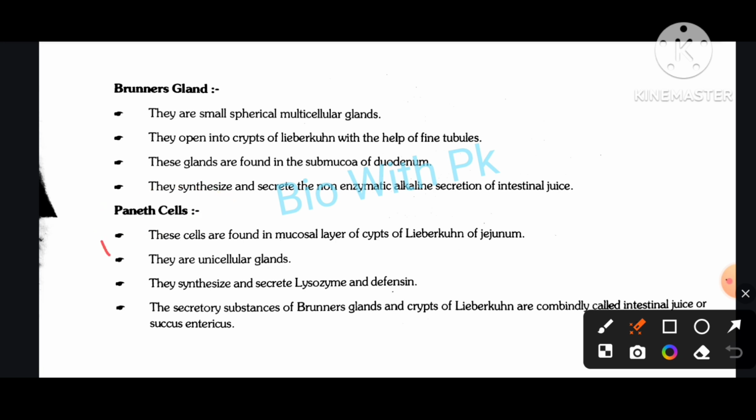Paneth cells. Number first, these cells are found in mucosal layers at the base of crypts of Lieberkuhn of jejunum. Number second, they are unicellular glands. Number third, they synthesize and secrete lysozyme and phospholipase. Number four, the secretory substance of Brunner's gland and crypts of Lieberkuhn are combinedly called intestinal juice or succus entericus.